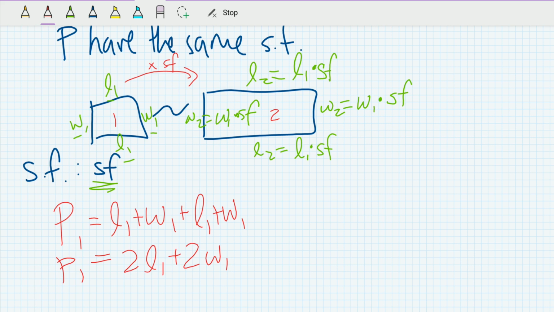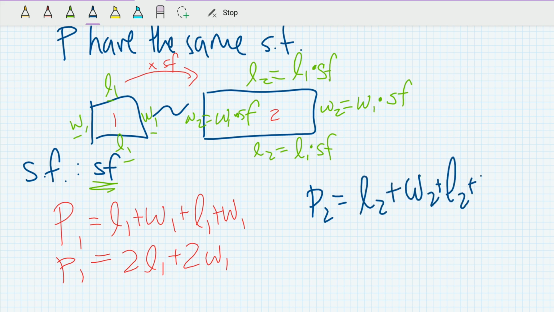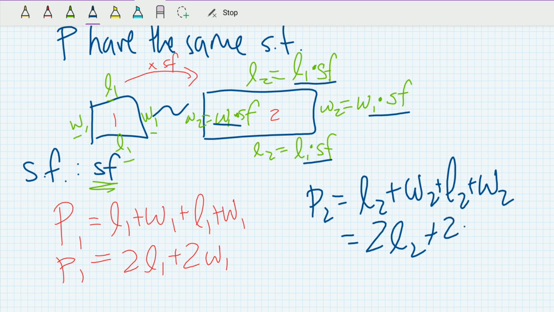Now, behaving in pretty much the exact same way, I can figure out the perimeter of the second rectangle. I'll start it off as L2 plus W2 plus L2 plus W2. The only difference is that I can substitute all of these new definitions for L2 and W2. First, I'm going to change them to 2L2 plus 2W2, which saves me some space and time.